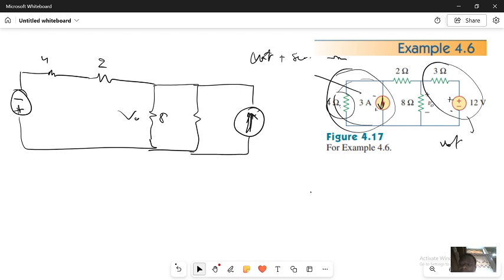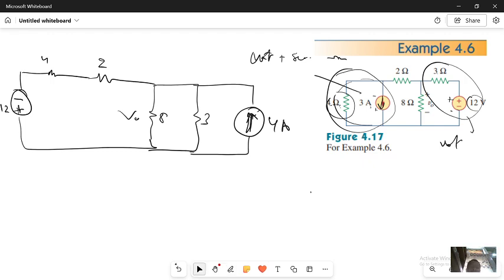Now, here is my 3. How to determine the current source? Is is 12 divided by 3, which is going to be 4 amperes. How to determine the voltage source? It is going to be this resistor 4 multiplied by 3, which is 12. Now I am here.